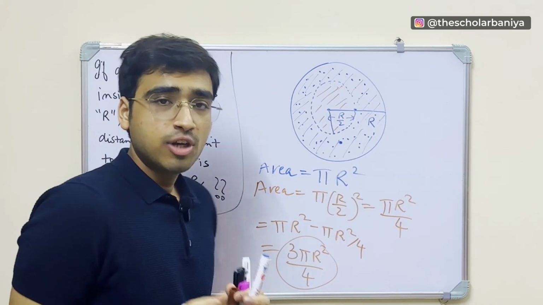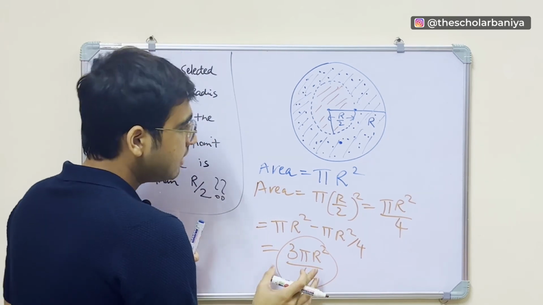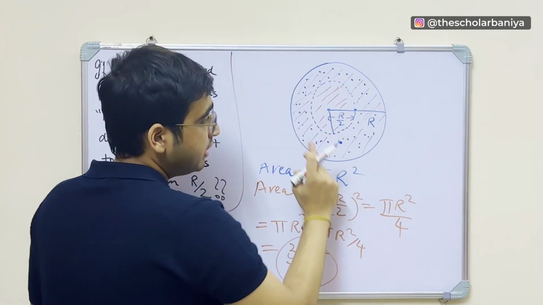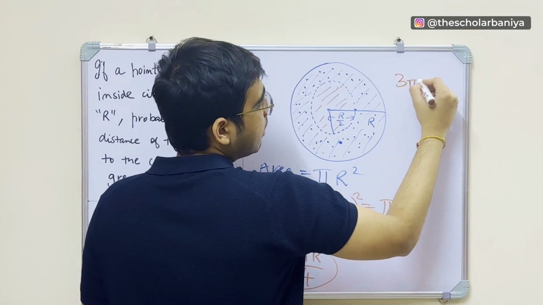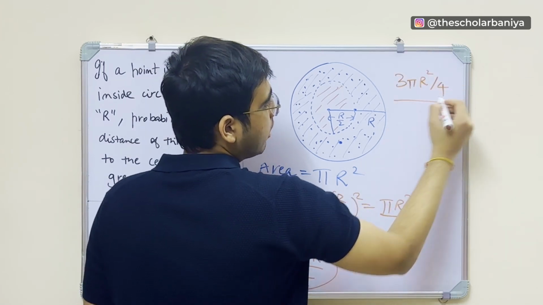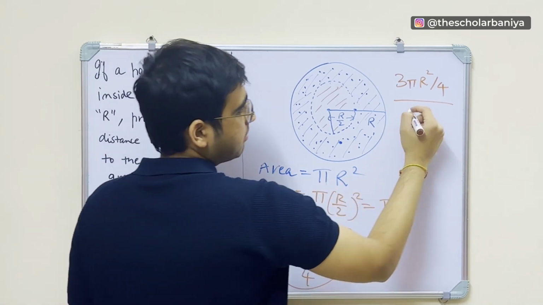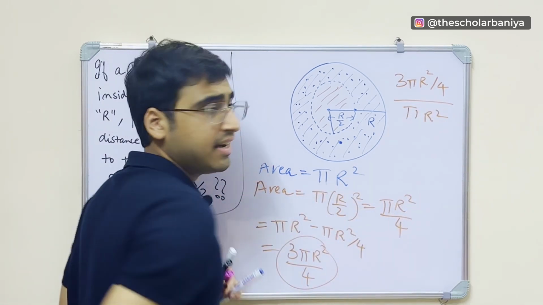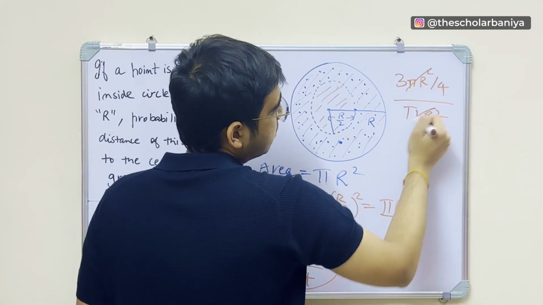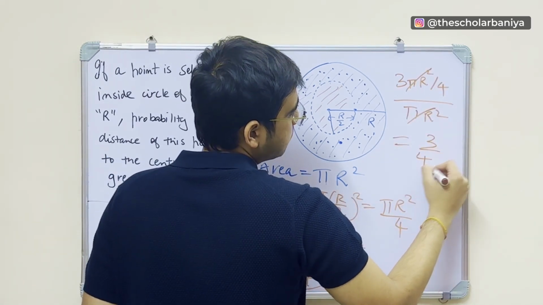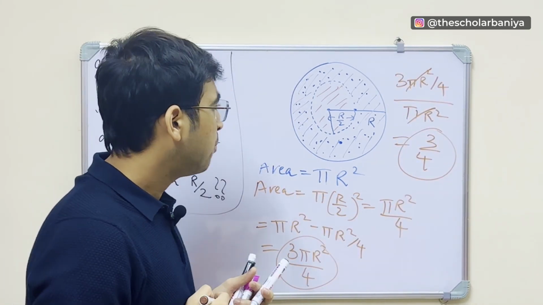Now we want to calculate the probability. Probability is the area of this shaded region, which is 3 pi r square by 4, upon the entire region, which is pi r square. That is the probability. Pi r square cancels, which gives 3 by 4. So this is your final answer, which is 3 by 4. I hope this should be clear.